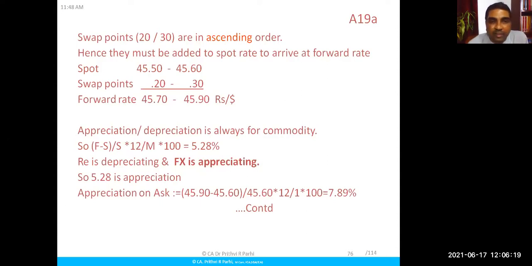Okay, got it. So swap points normally do not come with a plus or minus sign. But how will you be able to understand it? If it is in ascending order, it should be added to the spot rate. If it is in descending order, it should be deducted from the spot. And once you know this is spot and this is forward, you can find out appreciation and depreciation.